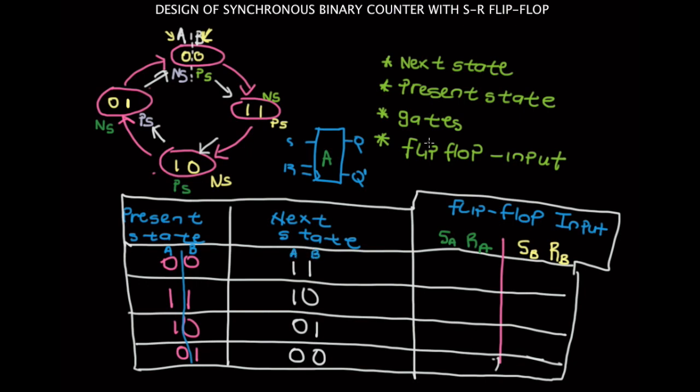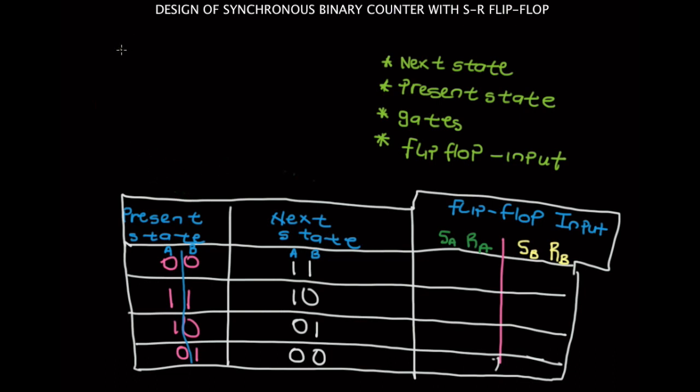The next thing we want to do is fill up the flip-flop input. But before we do it, we need to know the SR flip-flop input equations. And there's actually an easy way to get the flip-flop input equations using the tabular method, which I'm going to show you right now. Let's say Q is our present state, and Q plus is our next state.